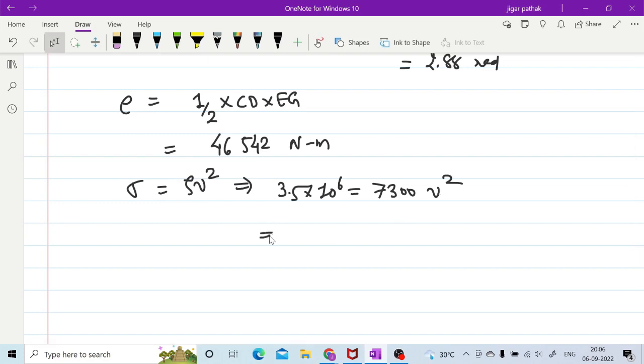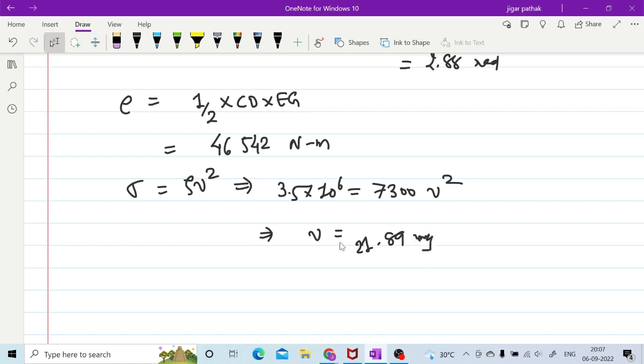So now what is V? 21.89 meter per second, right?